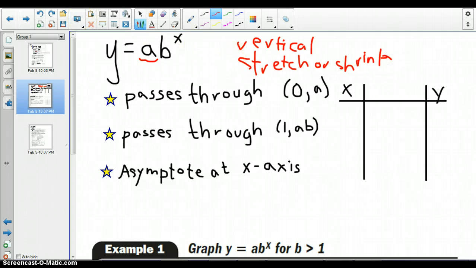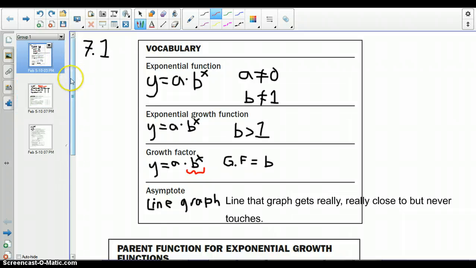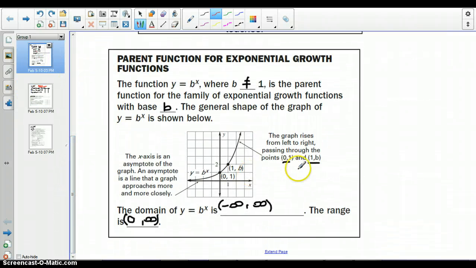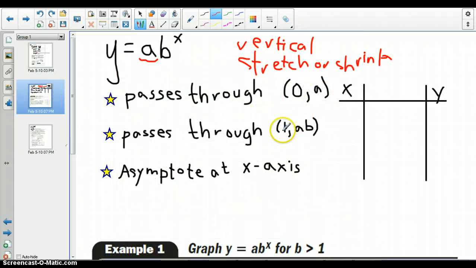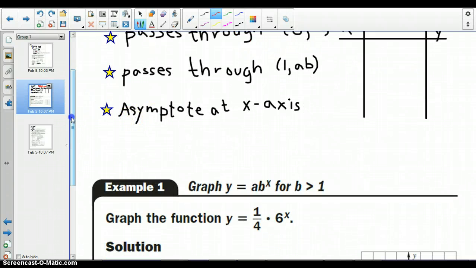Okay, so now what we need to notice about the function with the a in front of it is that it's going to pass through 0 and a. It also passes through 1 and a times b, and the asymptote is at the x-axis. If you remember from the parent function, it always passes through 0, 1, and 1, b. Here we're going to change it up a little bit. It's not going to pass through 0, 1, and 1, b. It's going to pass through 0, a and 1, ab. So it has the asymptote at the x-axis.